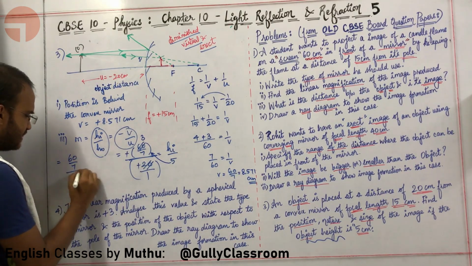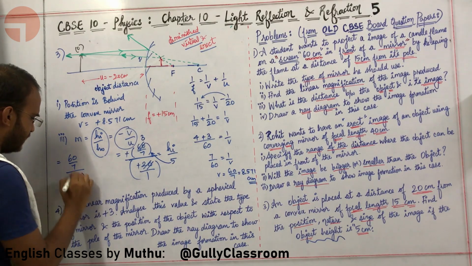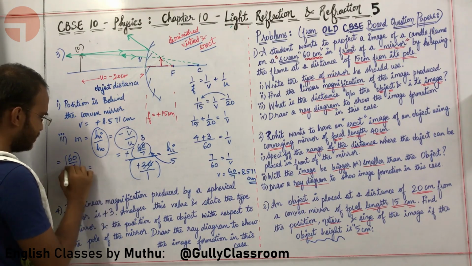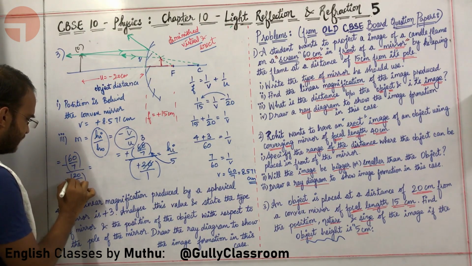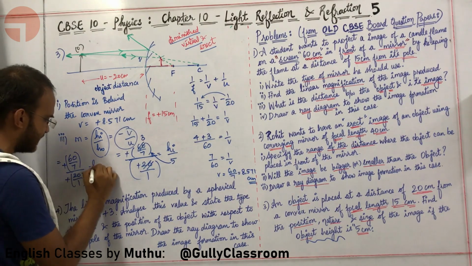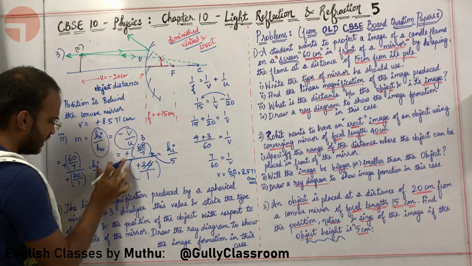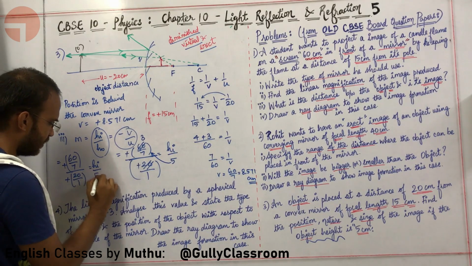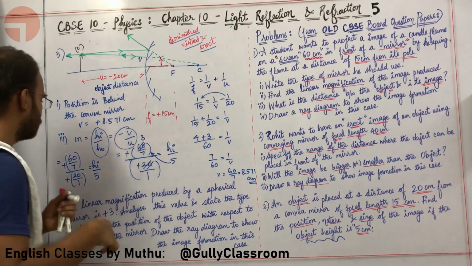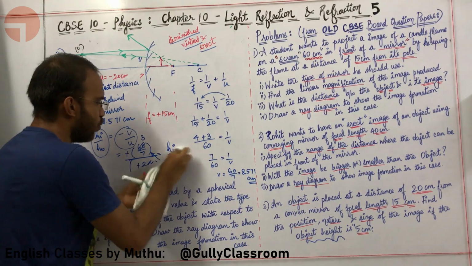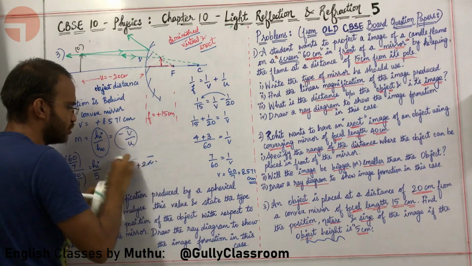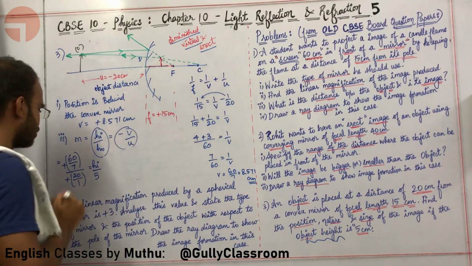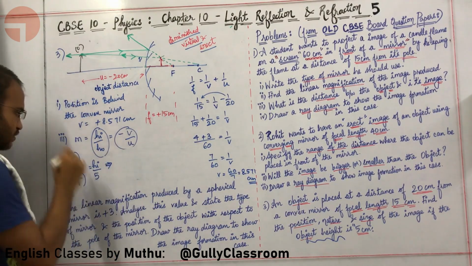60 divided by 7 whole divided by 20 divided by 1, which is equal to, so here there is a negative, here there is a negative, both the negatives get cancelled. HI by 5, HI by 5. Let me rub this off so I can show you a better illustration of what is happening with respect to this problem.